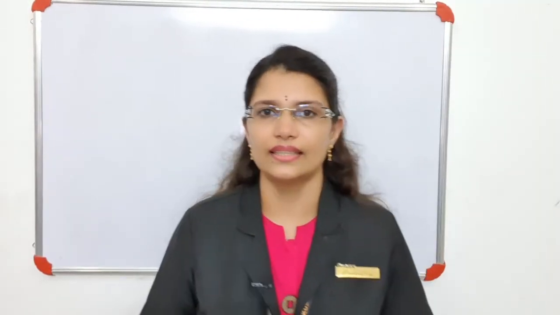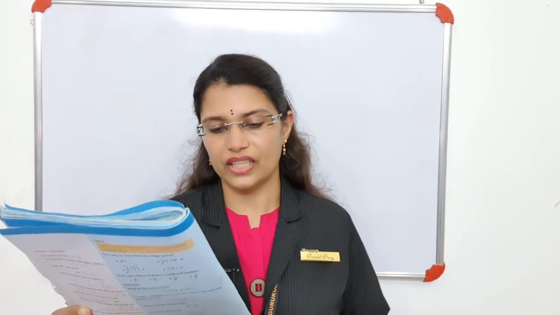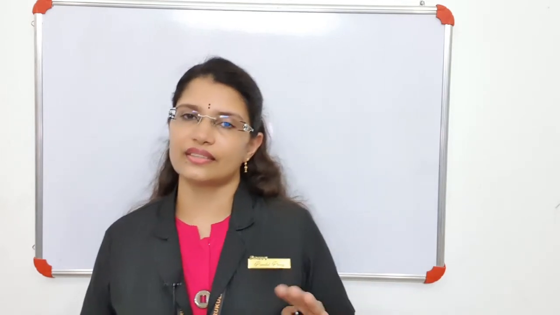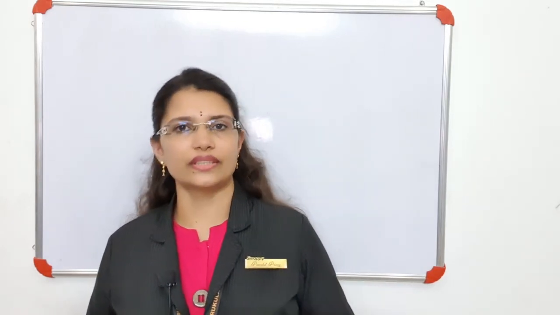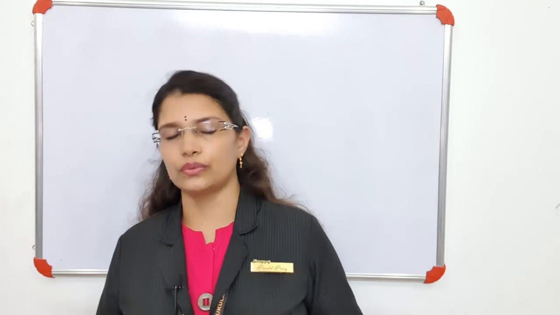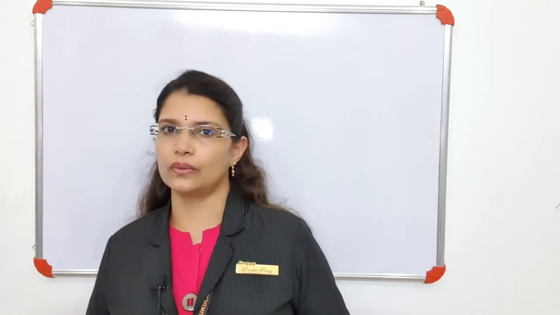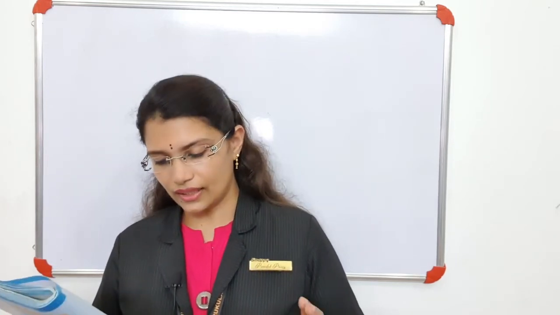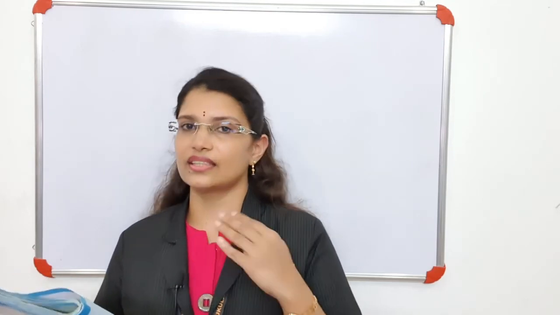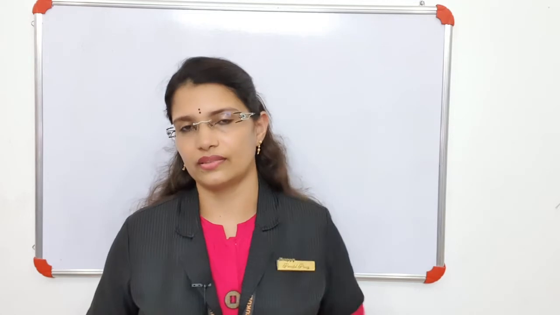Okay. Then the next question. If 6 raised to 10 is computed, what would be the digit in ones place? What is 6 raised to 1, children? 6 raised to 1 is equal to 6. 6 raised to 2 is equal to 6 into 6, which is 36. Like that, if you compute 6 raised to 10, what would be the digit in ones place?